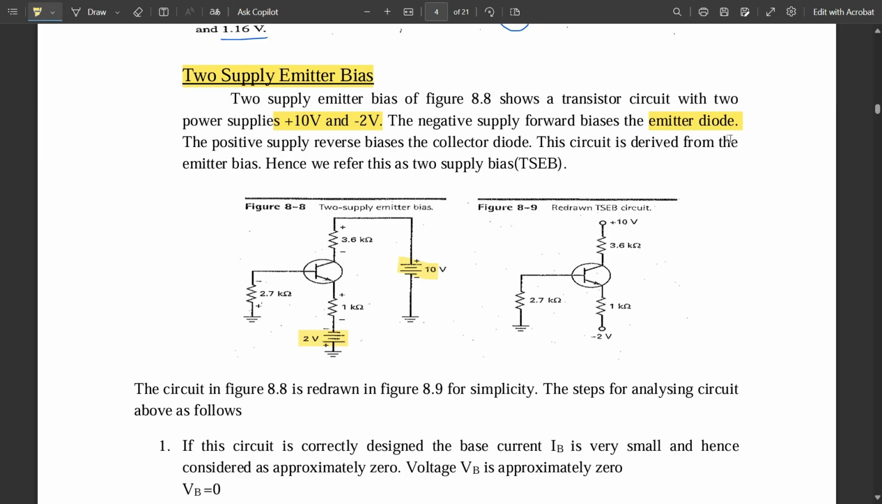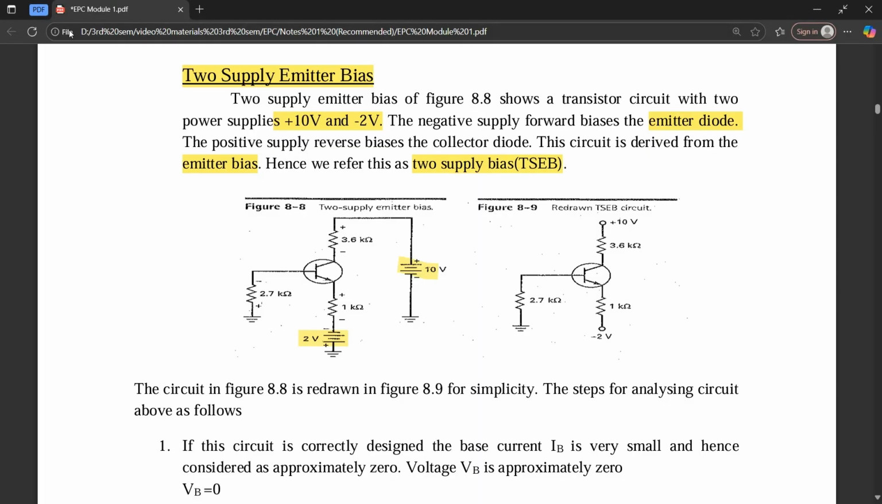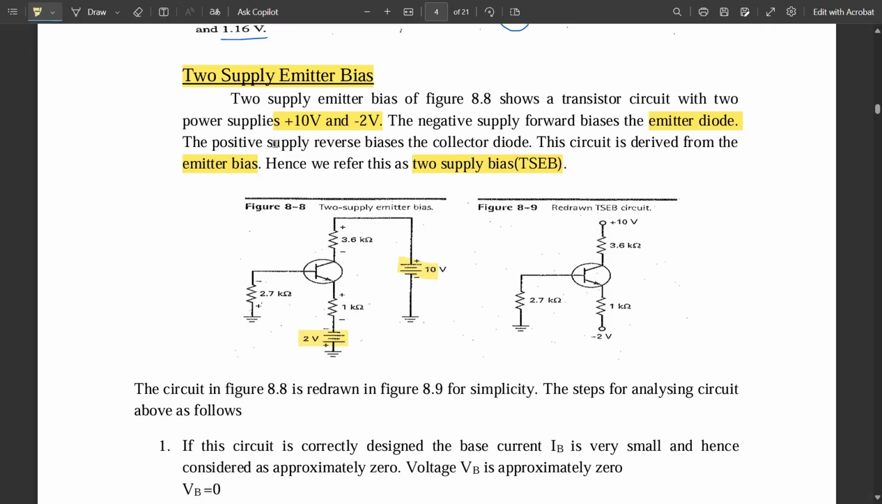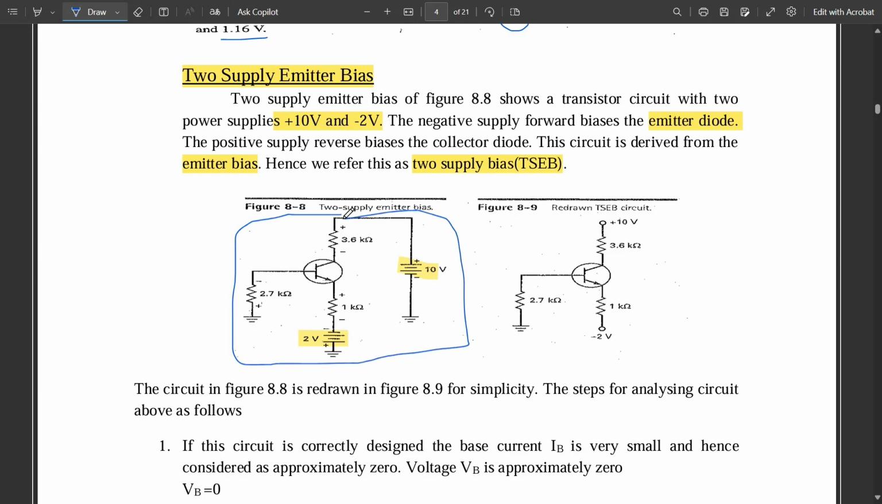This circuit is derived from the emitter bias. Hence, we refer to this as the two supply bias circuit, or TSEB, where the E stands for emitter: two supply emitter bias. So, what do you mean by this? Observe the circuit in these two figures very carefully and try to analyze what differences you see between them. Just take 10 seconds and see what differences you observe in these two circuits.